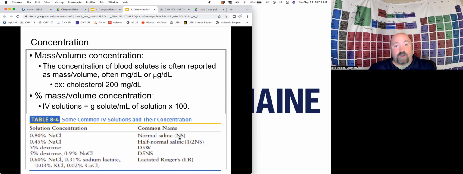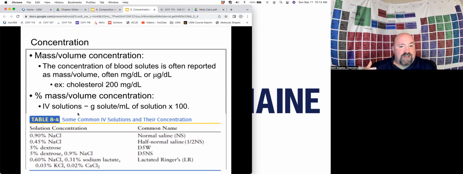If any of you have started working in some of your clinicals, those of you going into the health fields, you've probably seen some of these in your work so far, such as a normal saline solution, 0.90% NaCl. And again, what that means is that per volume of that IV bag, 0.90% of that mass is NaCl.